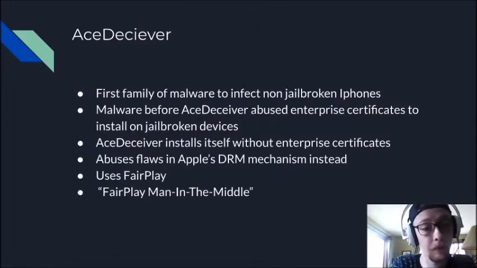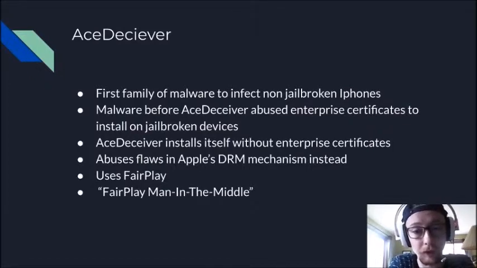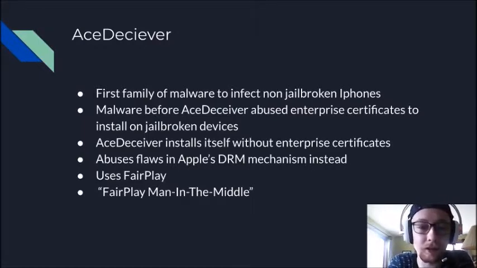So AceDeceiver was the malware that first did this. It's the first family of malware to infect non-jailbroken iPhones. Malware before AceDeceiver abused enterprise certificates to install on jailbroken devices. AceDeceiver installs itself without enterprise certificates, using flaws in Apple's DRM mechanism instead, FairPlay. And it didn't necessarily coin the term FairPlay man-in-the-middle, but it uses the FairPlay man-in-the-middle technique.